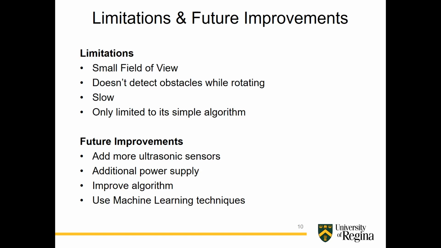So let's talk about the limitations and future improvements of my project. You may have noticed that my car does not detect obstacles which are too far on the left or too far on the right. So it has a very small field of view and it doesn't detect obstacles while rotating. What I mean by that is, for example, when it detects an obstacle, it backs up and starts rotating. While it rotates, it doesn't actually use the ultrasonic sensor, because that's how the algorithm is.